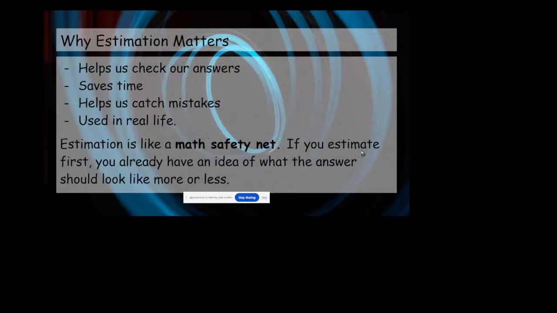Why estimation matters. It helps us check our answers, it saves time, and it helps us catch mistakes. It's also used very often in real life. Estimation is like a math safety net. If you estimate first, you already have an idea of what the answer should look like, more or less. So basically, if you estimate, you have a general idea of where the answer should be around, and it helps us catch our mistakes because when we do the exact calculations, whether it's close to the estimation or not matters because then we can see if we were right or wrong.